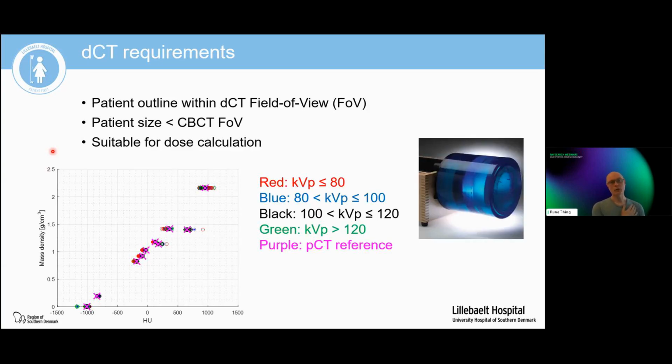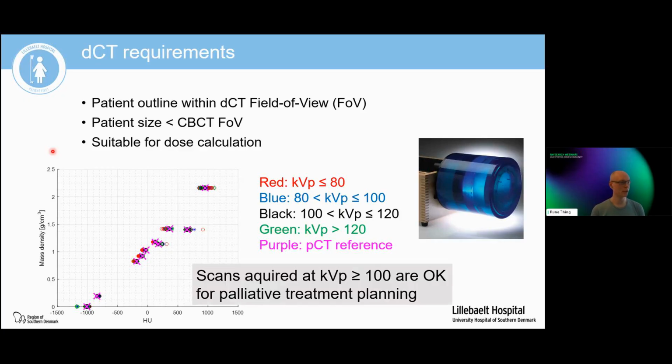But luckily, we had contacts to people who had acquired a lot of CT scans on CT and PET CT scanners from the region where we get our patients from. So here you have data points from 168 CT scans acquired on 33 different scanners. And essentially, what we concluded was that scans acquired at a kVp of 100 or more are okay for palliative treatment planning.